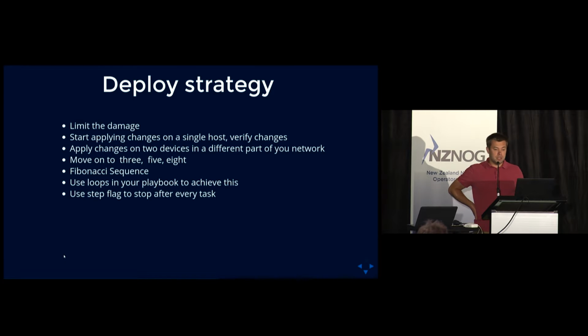You can do it with different tasks within one playbook and apply changes on 2 devices in different parts of your network, then move on to 3, 5, 8, sort of in a Fibonacci sequence. Use loops in your playbook to achieve this, so you can have with_items, and specify items which are going to be your host names. You can also use a step flag when you're running it. So you can say, I'm running on the first 2 devices, then I stop, and it waits for your input if you want to go further. Then it's the next step, and you go further again.